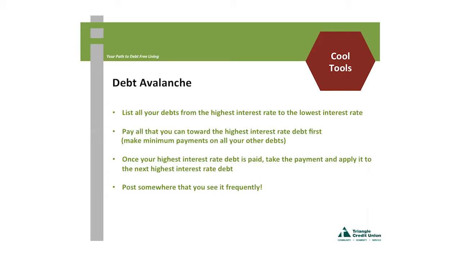You're going to pay all that you can toward the highest interest rate debt first, while making minimum payments on your other debts. Once your highest interest rate debt is paid, take the payment that you've been applying and apply it to the next highest interest rate debt. And again, you want to post your debt avalanche poster or printout somewhere so that you can see it frequently.